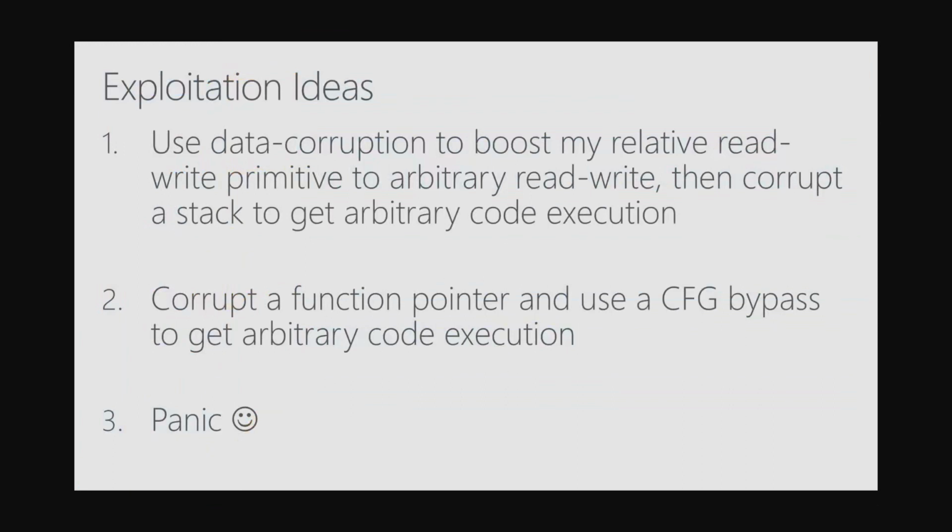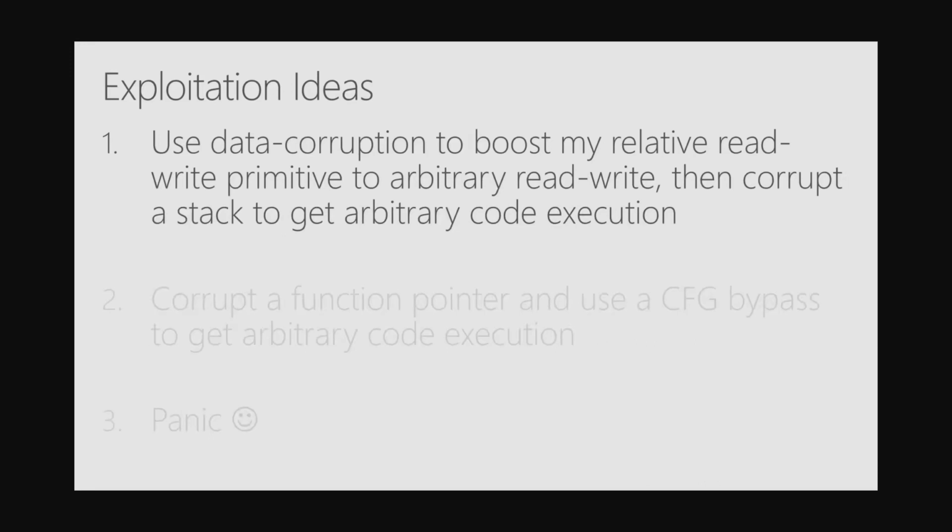So with this, I had a couple ideas for how I could go about exploiting the bug. The first thing that I really wanted to do was find some interesting piece of data that I could corrupt so that I could boost my relative read-write primitive to arbitrary read-write. My thought there was, if I can get an arbitrary read-write primitive, then maybe I can leak the address of a stack, and I could just corrupt the stack again and completely ignore control flow guard. So that seemed great. The other idea I had was I could obviously just corrupt a function pointer, and then I would have to confront control flow guard head on. I would have to find some way to bypass it. But let's start with the first one, because that's what I really wanted to make work.